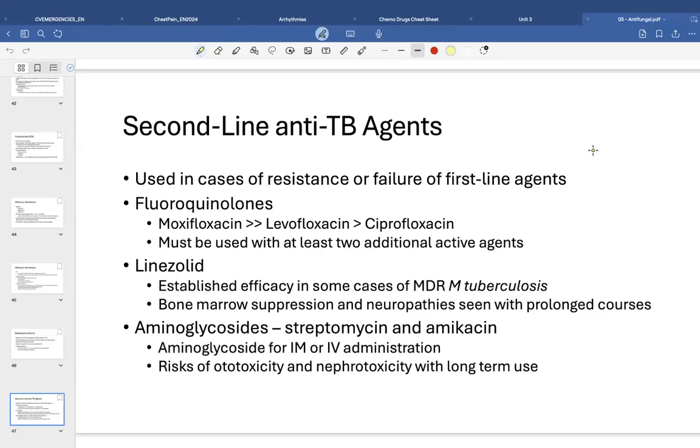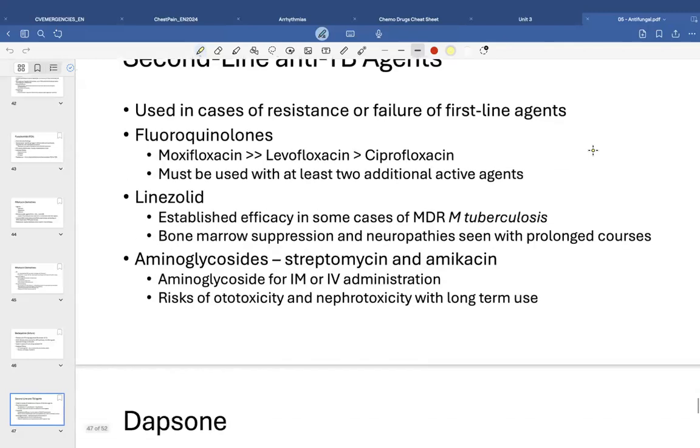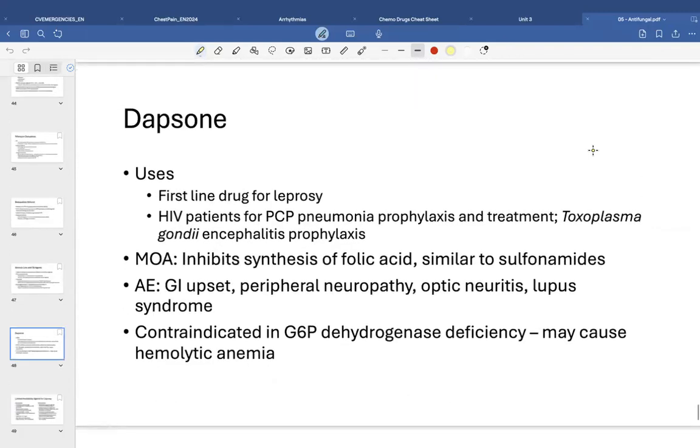That's tuberculosis. For leprosy, you have dapsone. It also is the key drug for Pneumocystis jirovecii pneumonia, which you see in AIDS patients. We use it for prophylaxis of people, and toxoplasma as well. Dapsone is a sulfone drug that inhibits folic acid synthesis.